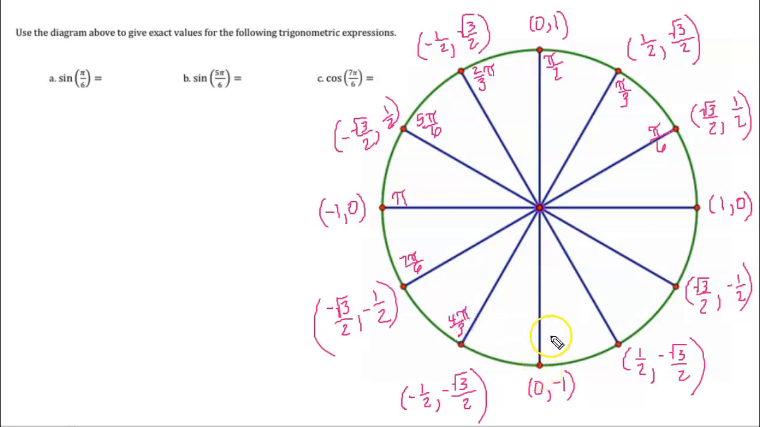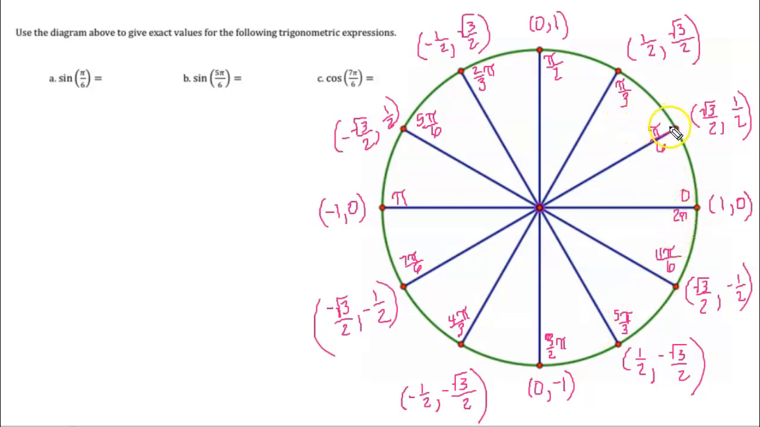9 pi over 6. That'll be 3/2 pi. 10 pi over 6, which would be 5/3 pi. And 11 pi over 6. And we end up at 12 pi over 6, which is 2 pi, which we knew a full circuit around a circle would get us to 2 pi.